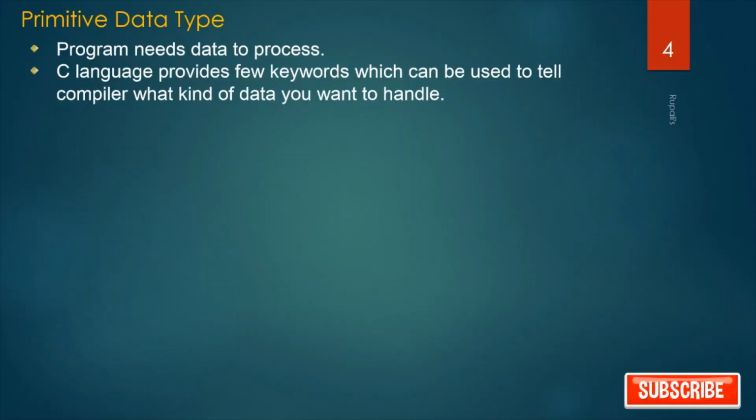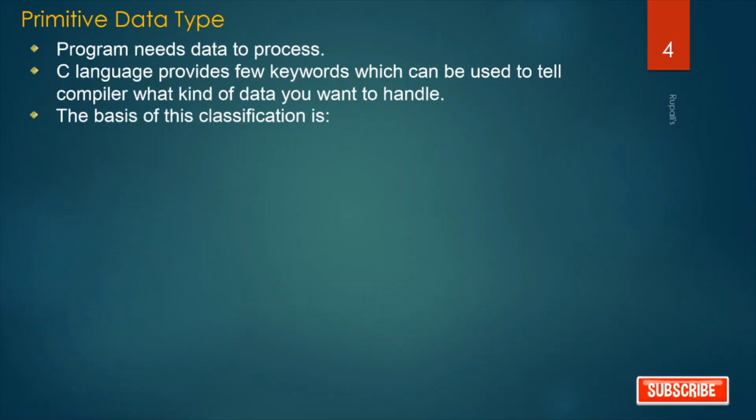So what is primitive data type? Program needs data to process. We write programs, we develop any software for processing data. So program needs data to process. C language provides a few keywords which can be used to tell the compiler what kind of data you want to handle. Means for telling the compiler what type of data you want to handle, C language provides some keywords.